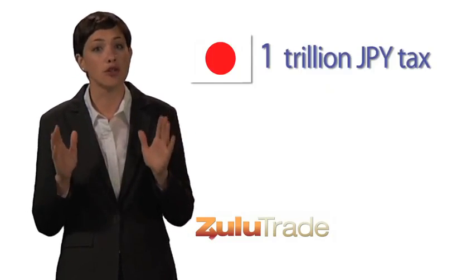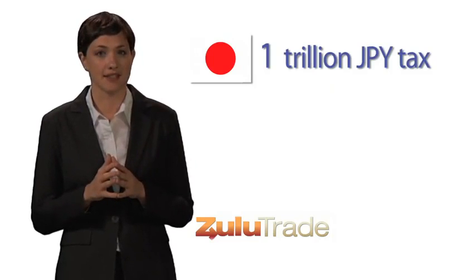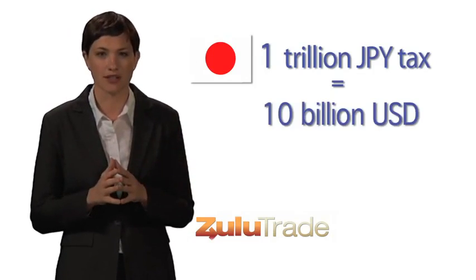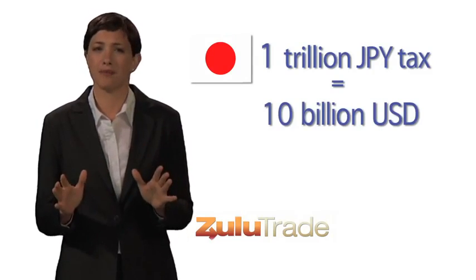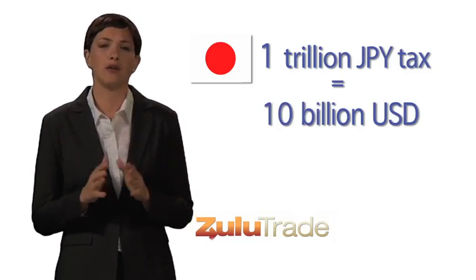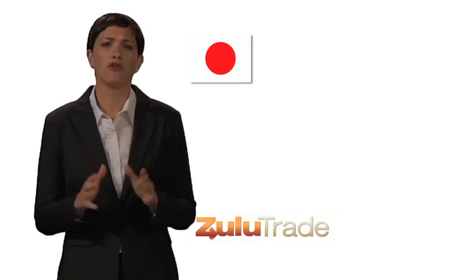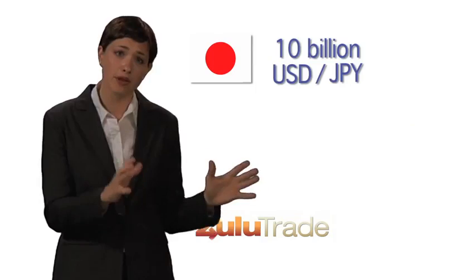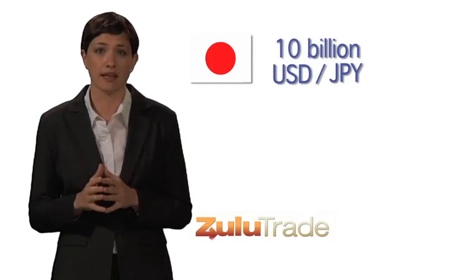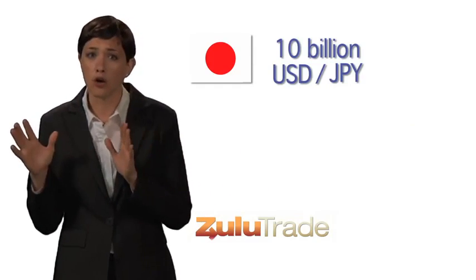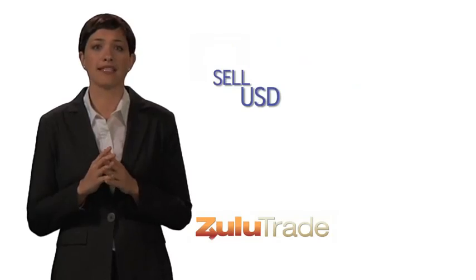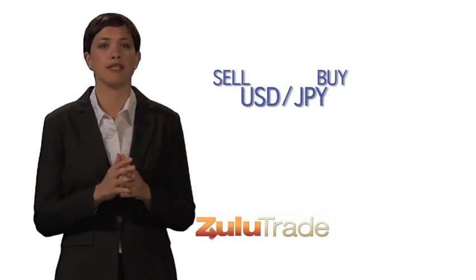Toyota has to pay 1 trillion Japanese yen in taxes this year. That's close to 10 billion US dollars. This is a large amount, even for Toyota. In order to pay the Japanese government, Toyota will have to convert the 10 billion US dollars to Japanese yen. So, Toyota goes into the Forex market and sells US dollars and buys Japanese yen.